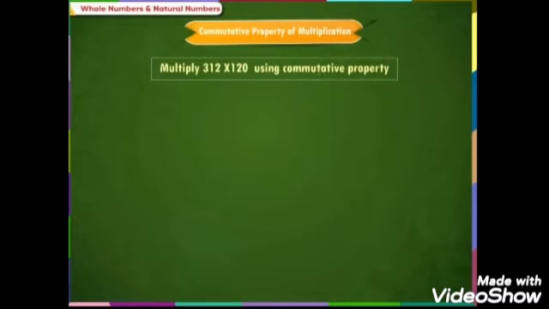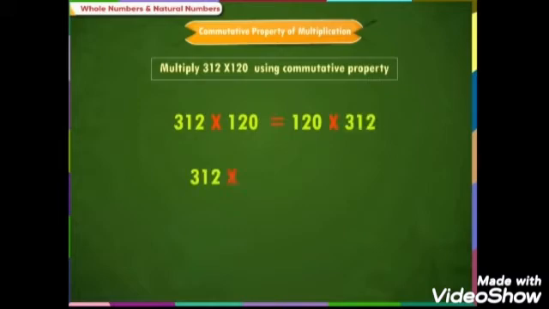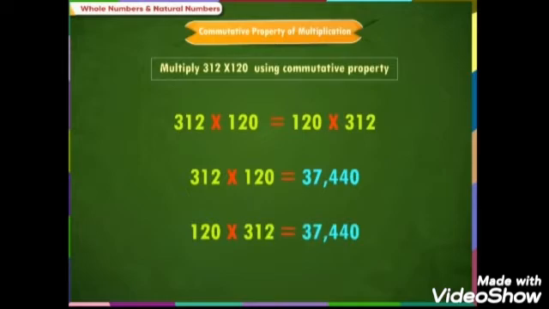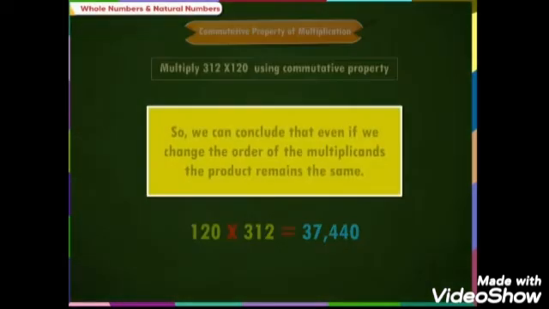Multiply using commutative property. 312 into 120 is equal to 120 into 312. 312 into 120 is equal to 37,440. 120 into 312 is equal to 37,440. So, we can conclude that even if we change the order of the multiplicands, the product remains the same.